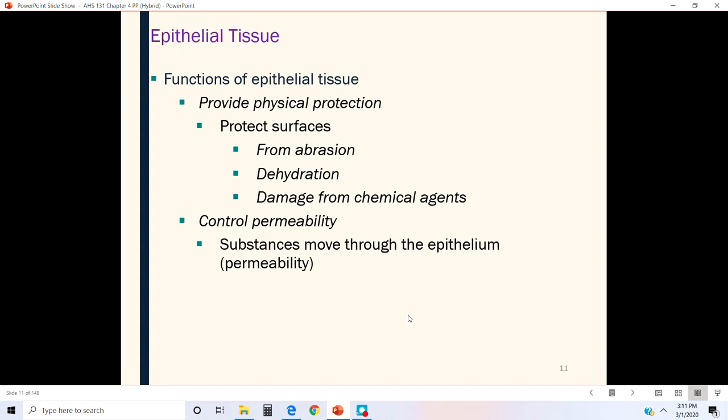It also prevents dehydration, right? The fact that we have all this epithelium on our skin is actually keeping moisture on the inside. And it protects from any type of damaging irritant or chemical agent. So that's an important function, physical protection. Another function, since epithelium is covering and lining, it does control what moves in and out of the body, right? So substances must move through epithelium to either get into the body or into an organ, or out, either way. We call that permeability, right? And we're going to take a look at that in great detail, how substances move in and out through epithelium. All right, so it controls permeability. Physical protection, controls permeability.